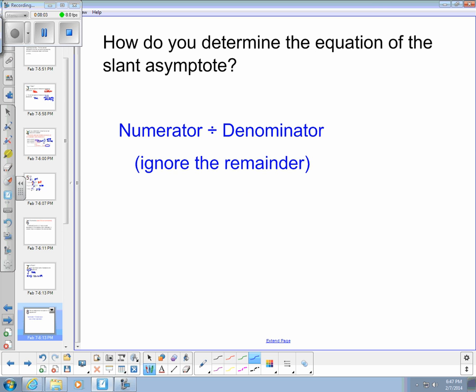So how do you determine the equation for slant asymptotes? You're going to take the numerator and divide it by the denominator, and then we're going to ignore the remainder. So you're going to have to remember your rules for long division and synthetic division to find the slant asymptotes.